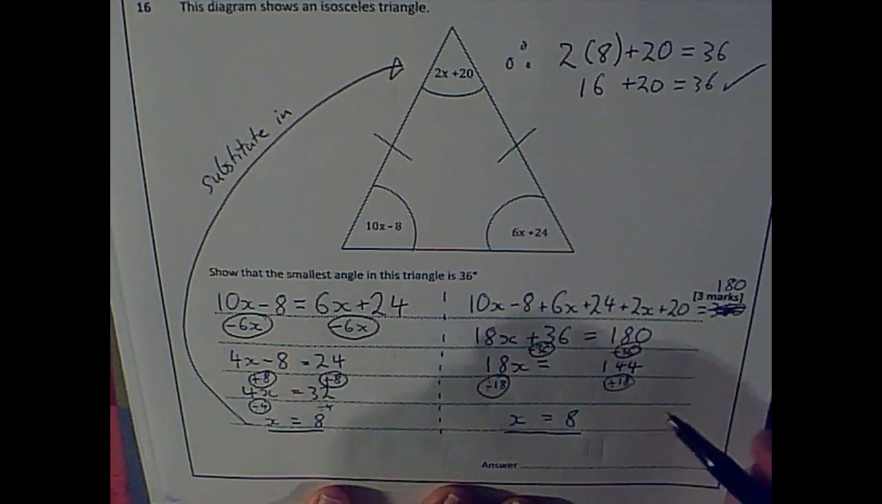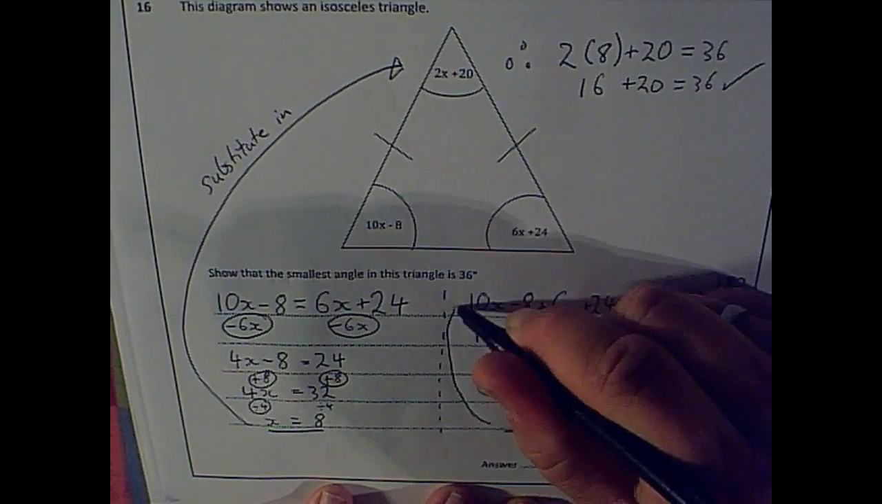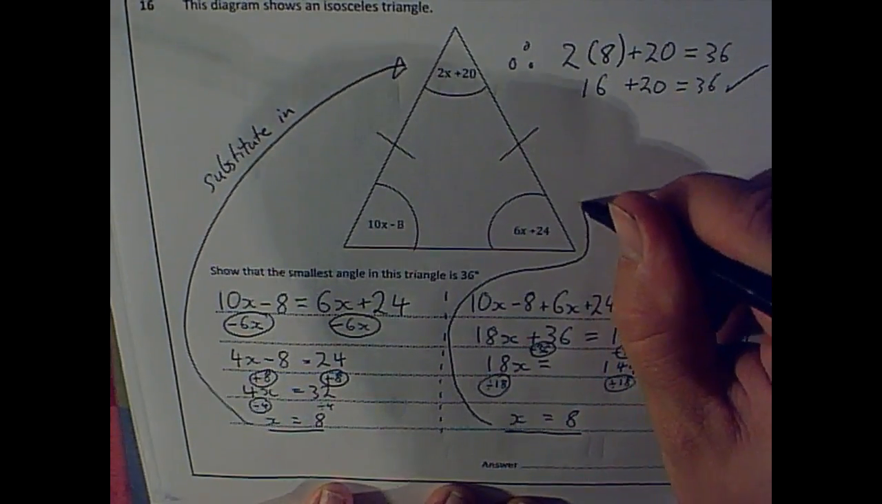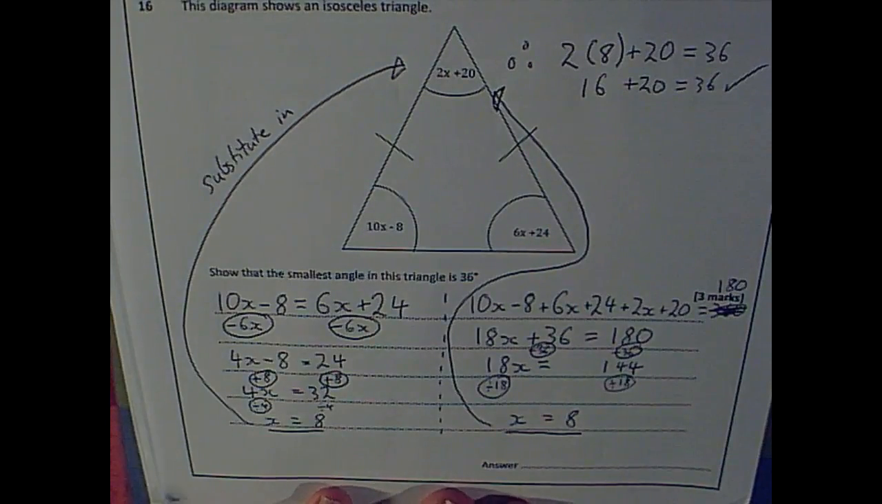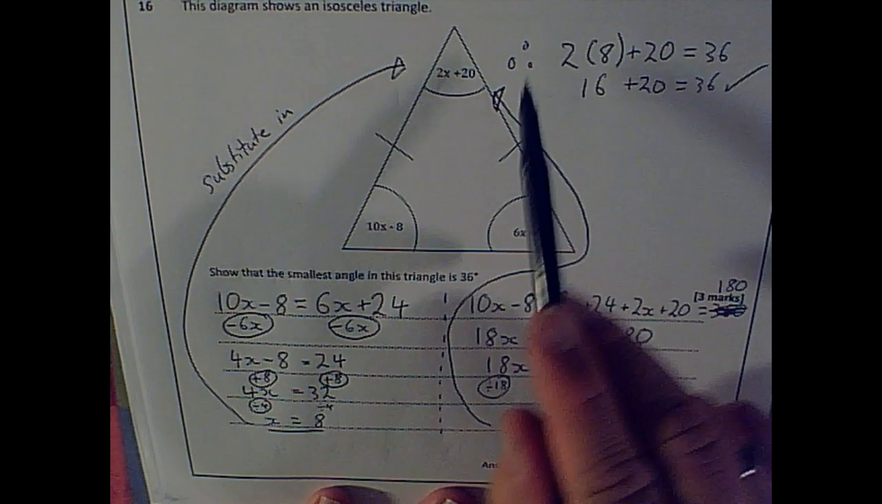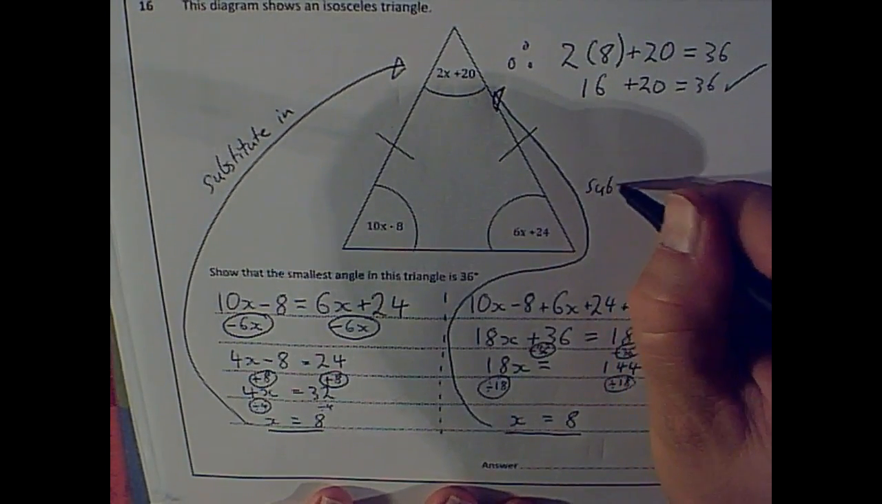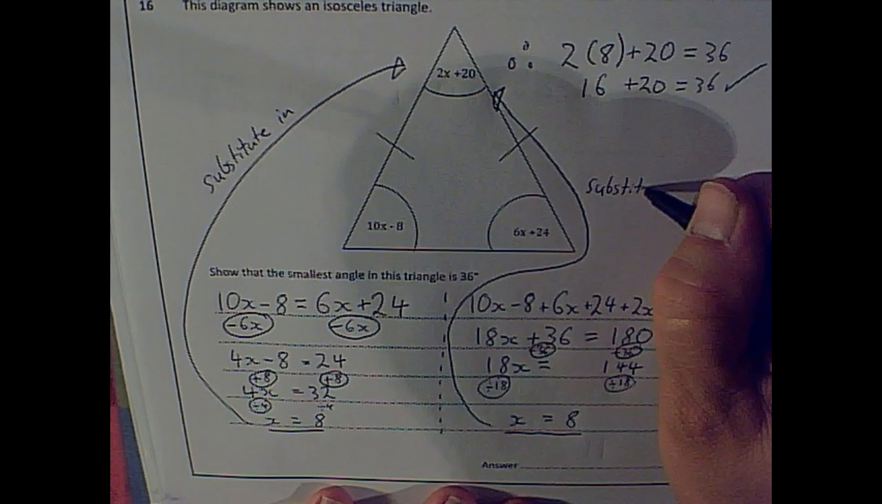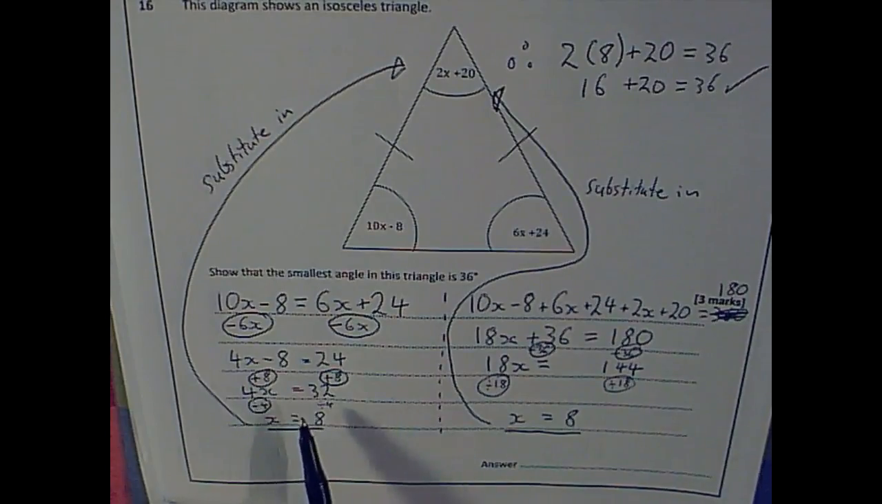And then I would just do exactly as I did in the first one. I won't redo it, but it would have to be substituted into this to show that the smallest angle is equal to 36 degrees. So substitute it. Those are the two ways of going about this problem. I would probably slightly favour this one.